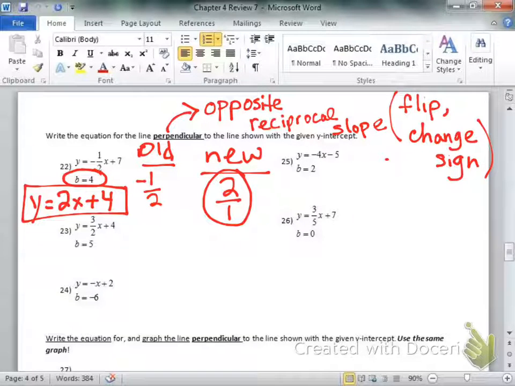Alright, on to number 23. What's the old slope? 3 over 2. So flip it. 2 over 3, and then make it a negative. Right, it was positive, now it's negative. So this is the b, the new slope is the m.